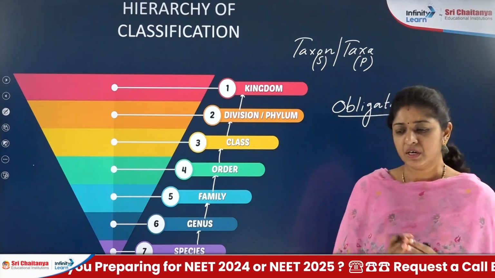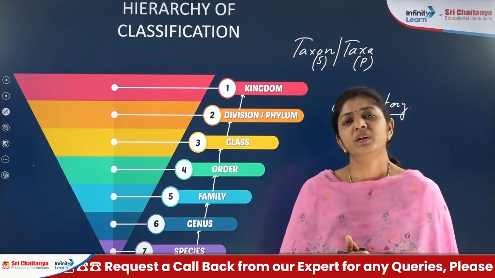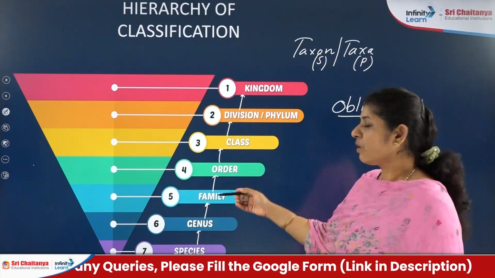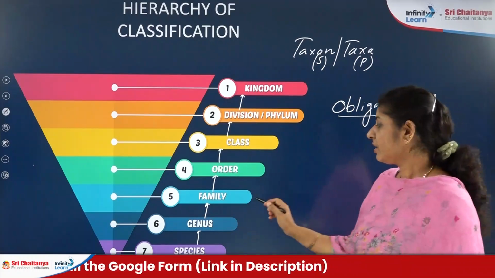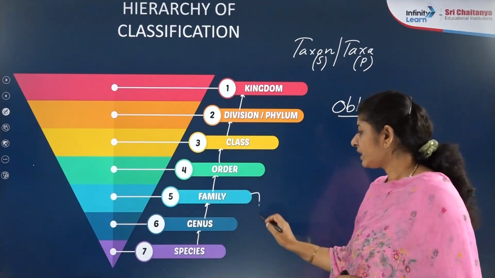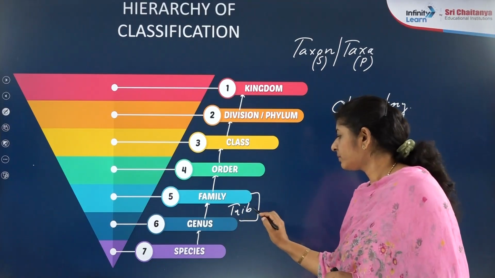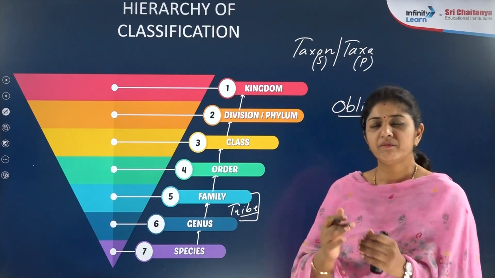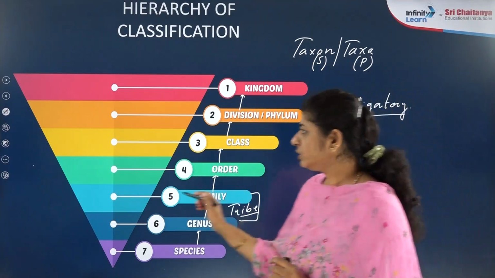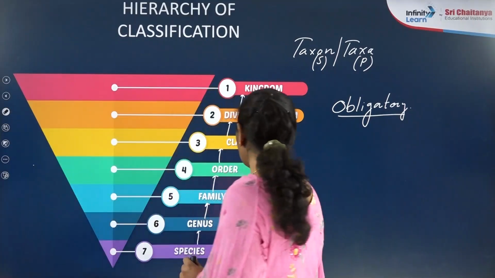7 we require. Otherwise, scientists have used other subcategories as well, like under the family, a subfamily, or under the order, a suborder. Usually we can find in one of the questions family and genus; in between that, what can come? Tribe will come. Tribe is one of the levels in the hierarchy of classification, but it is not obligatory. So don't take tension about this classification right now, which is not obligatory.